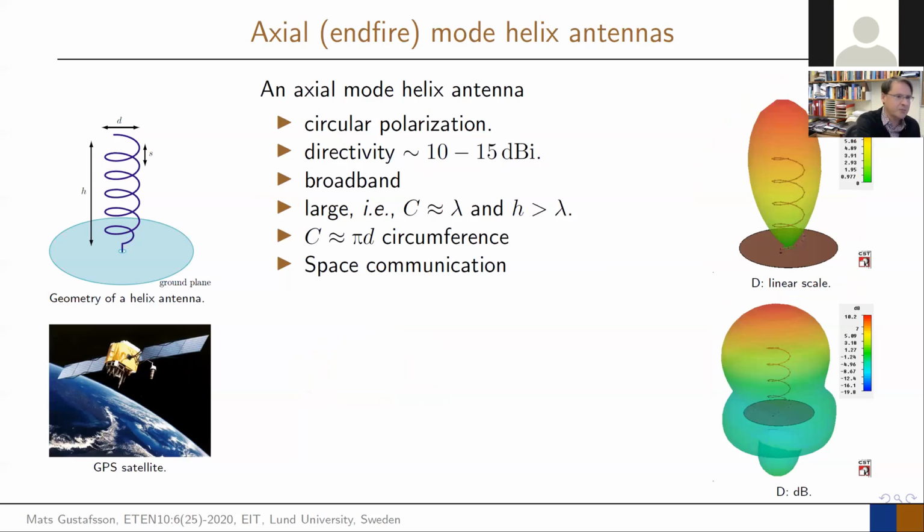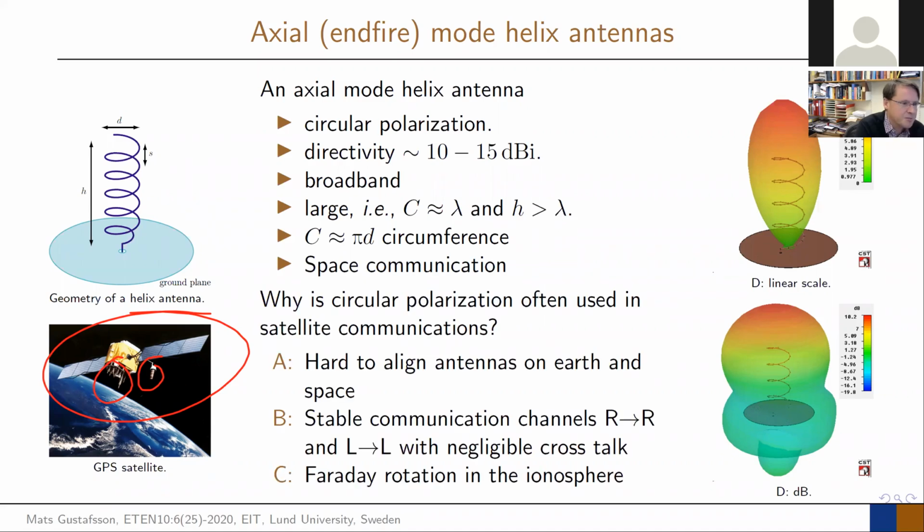We will also look slightly more at these ones a little bit later. And a use of this is, for example, here. This is a GPS satellite. And if you look carefully around what sits down here, you can see a lot of helix antennas. And then you can start asking a question: why is this circular polarization often used in satellite communication and satellite systems? Because it is used in those cases quite a lot.